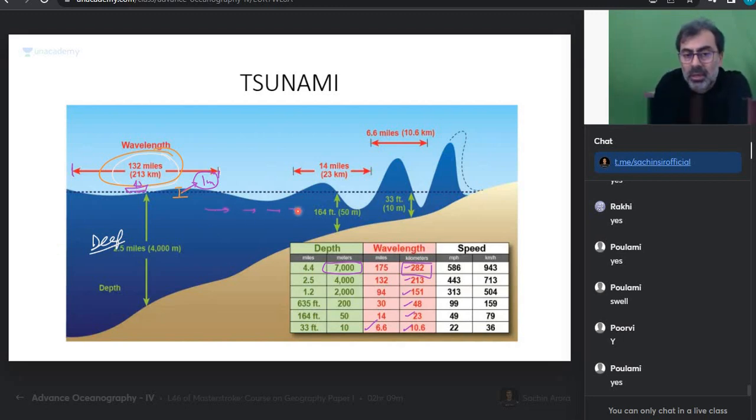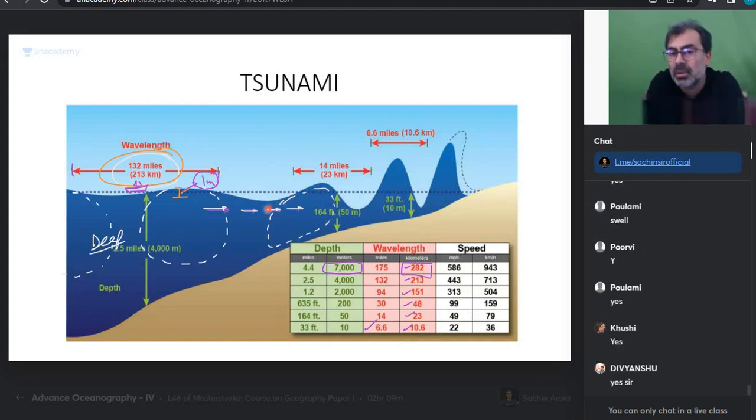Now is the wave coming in the shallow water? Is the wave coming in the shallow water? Because of that, the wave doesn't get the depth it requires to complete the circle. Yes or no? Is the depth missing or not? Since the depth is missing, what will happen? The wave will change the shape. Will it change the shape?